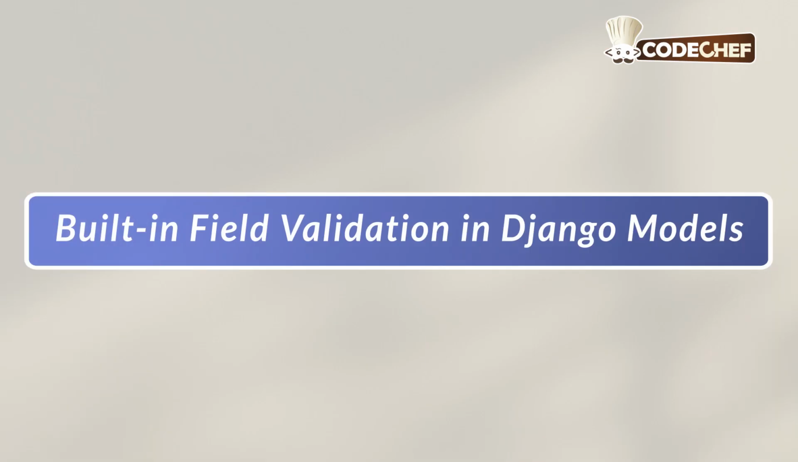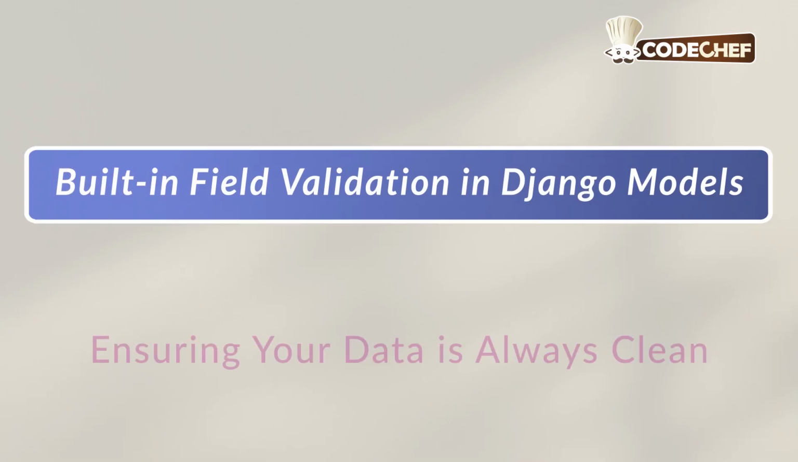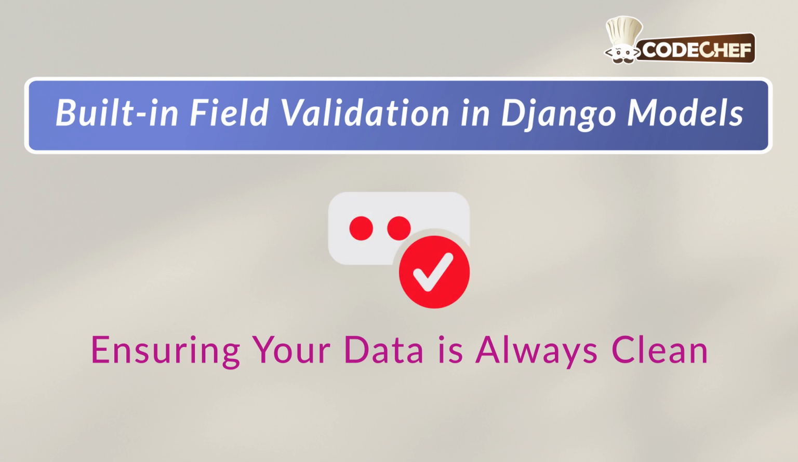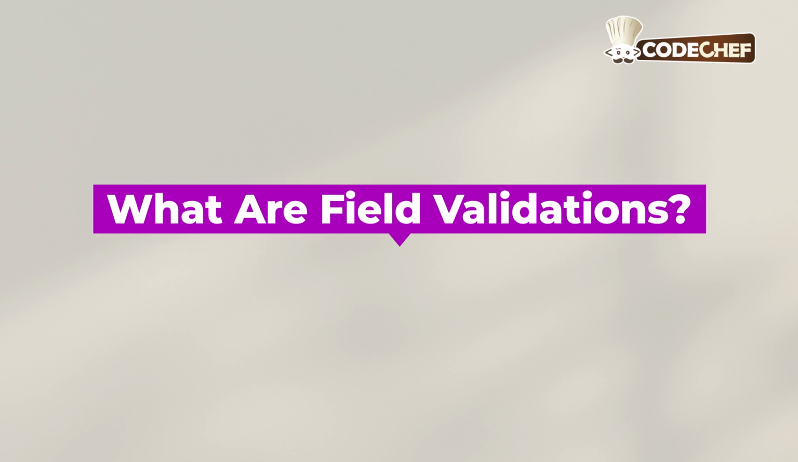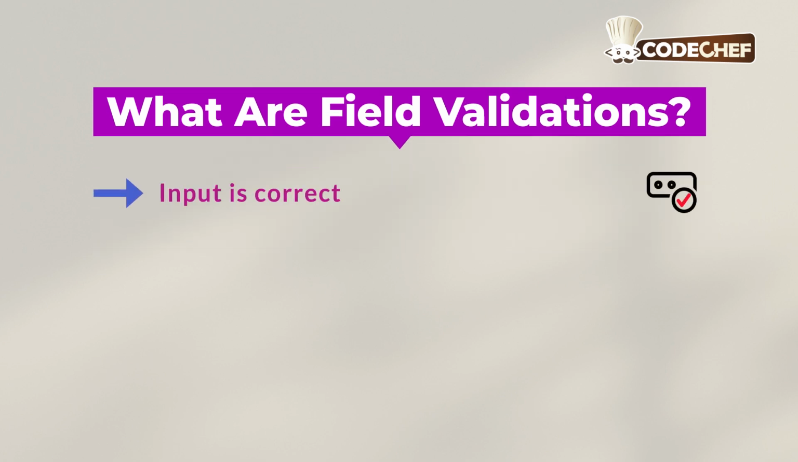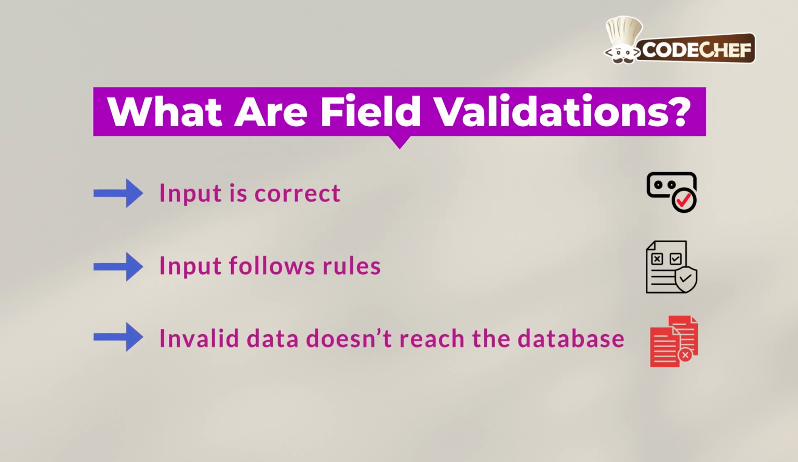So let's get started. Django provides a variety of built-in validations that help you ensure your database always receives clean, correct, and secure data. Let's explore how each of these work. Field validations refers to checks that Django performs on data before saving it. These checks ensure that users don't accidentally or intentionally enter bad data into your database.